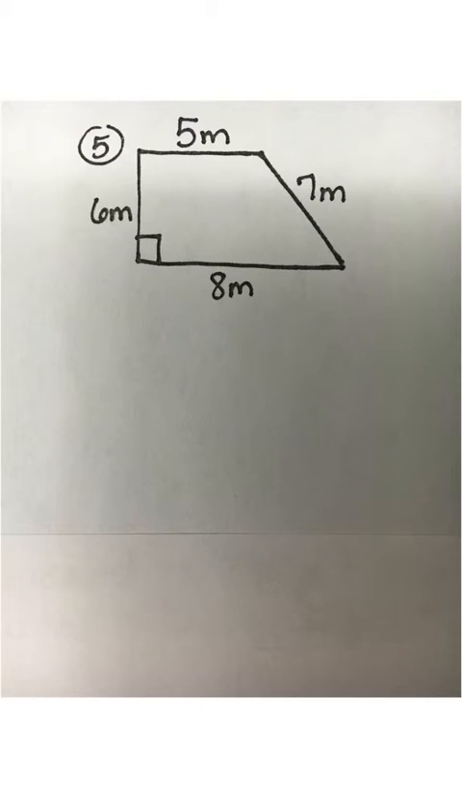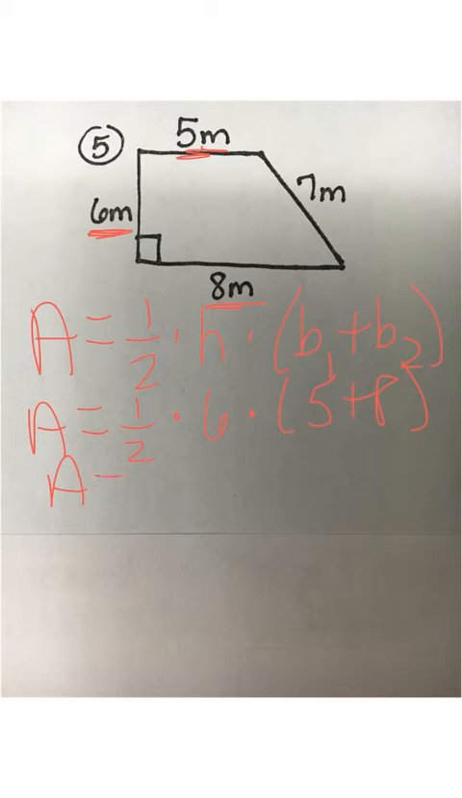For number 5, you have a right trapezoid. So remember that your area formula is 1/2 times height times the quantity of base 1 plus base 2. Base 1 is 5 meters, base 2 is 8 meters, and because it's a right trapezoid, we already have our right angle, so the height is 6 meters. So you'll plug in 1/2 times 6 times the quantity of 5 plus 8. When you figure that out, area will be 39.